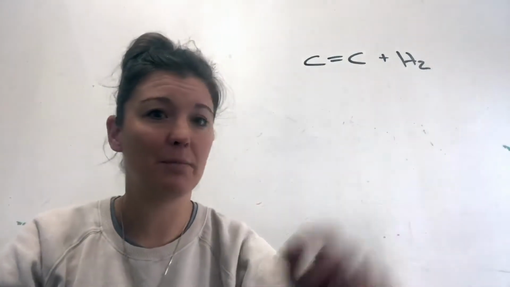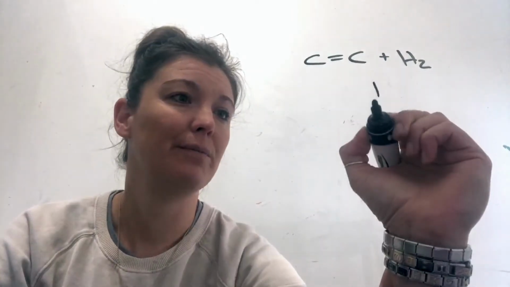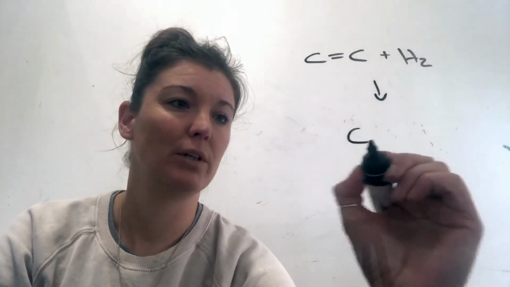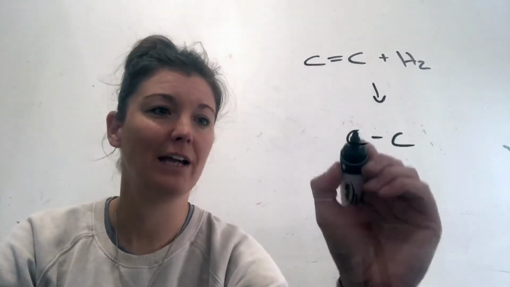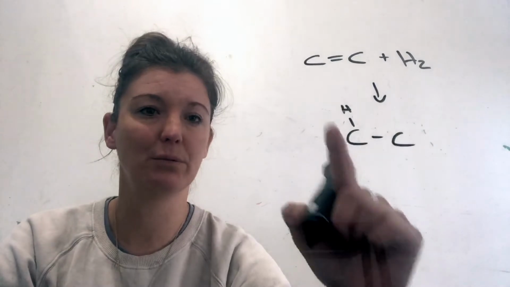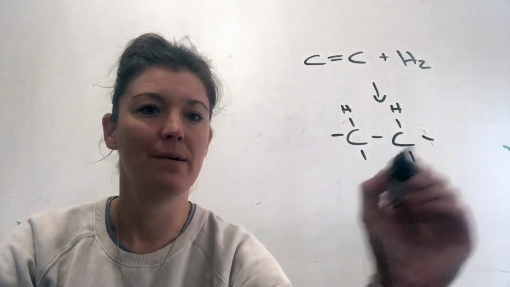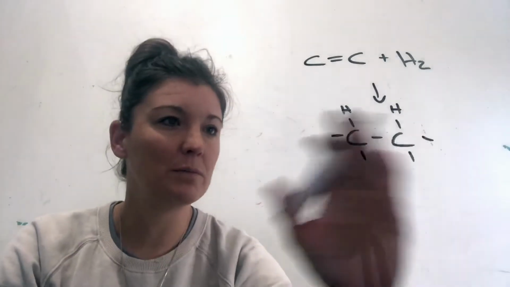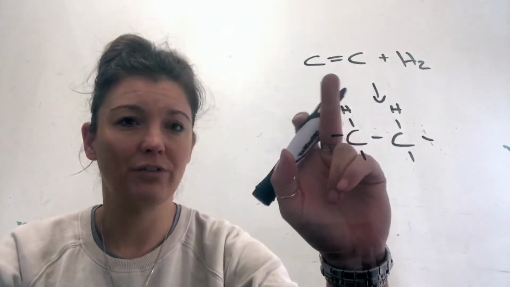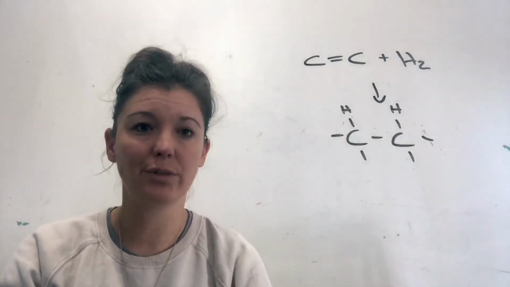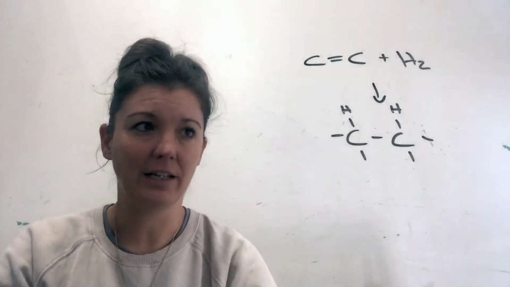And then if that happens, what do we have left? Well, what does it form? It forms an alkane because this carbon will have one H and the other carbon will have the other H. So that forms an alkane. Okay, so if we have an alkene and we add H2 to it, it forms an alkane.